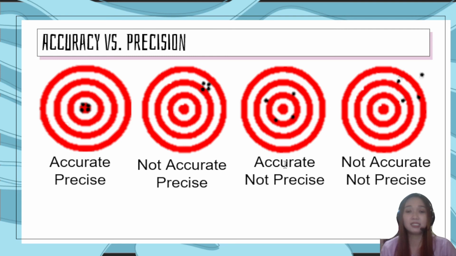Next, this is accurate but not precise. All of them are close to our target, pero yung lahat ng points mo, okay, hindi naman magkakadikit sa isa't isa. That's why it is considered as not precise. And then lastly, it is not accurate and not precise. It is far from our bullseye and the points are far away from one another. Okay?